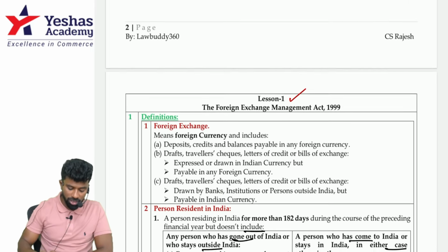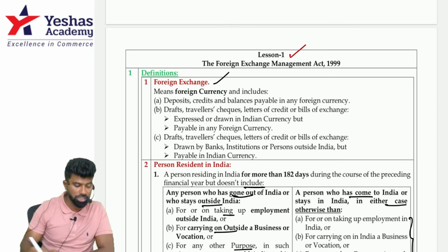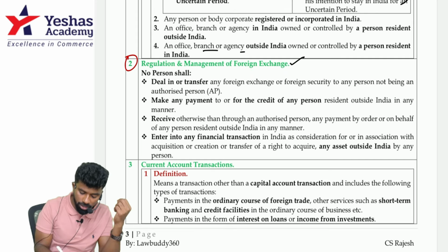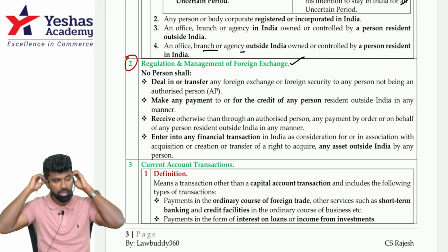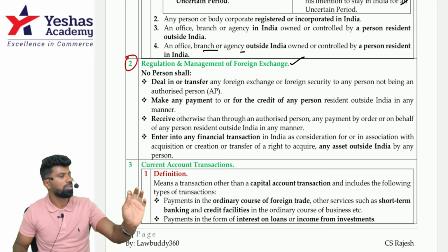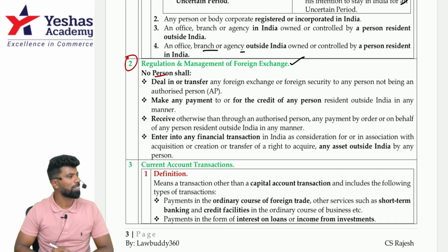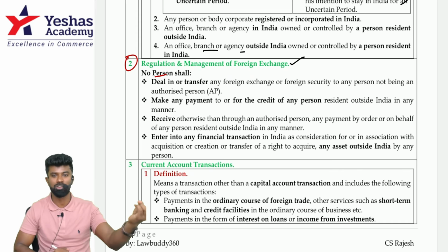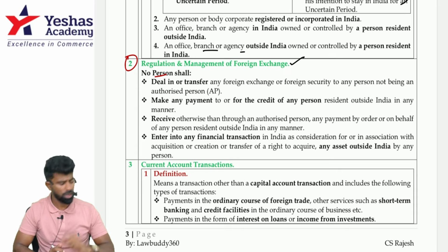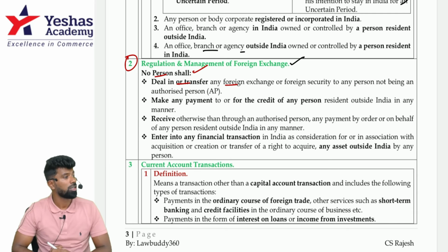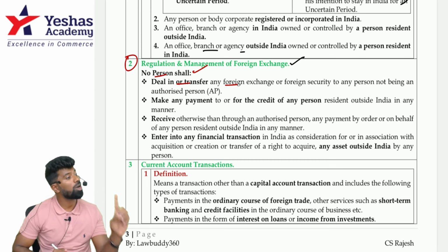Next topic. So are we clear with the definition of foreign exchange? Foreign resident in India. Next one is what? Regulation and management of foreign exchange. Important: regulation and management of what exchange? Section number what? 3. Section number 3 provides that no person. What person? And what do you mean by person? Individual, HUF, partnership firms, body corporate, association of persons. All these are called as what? Person.